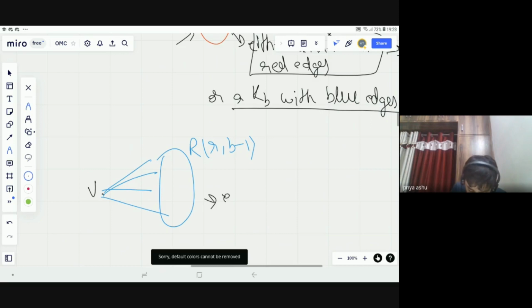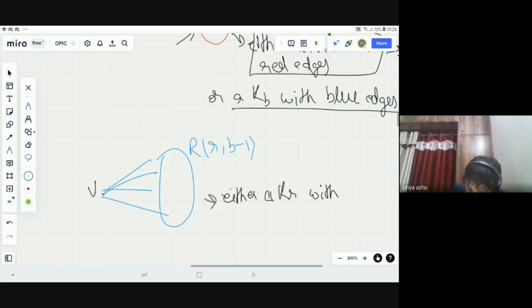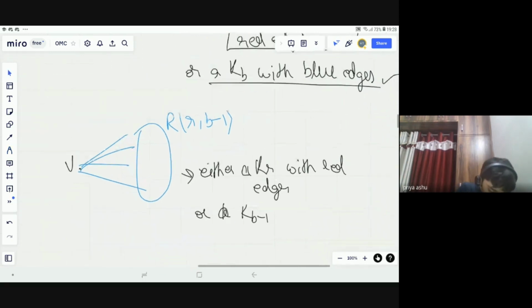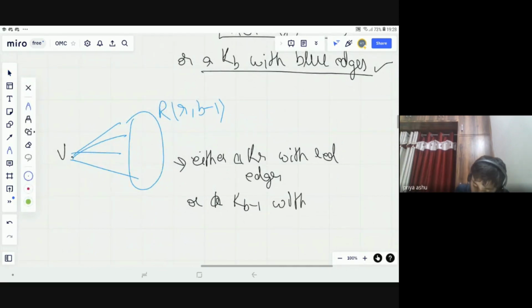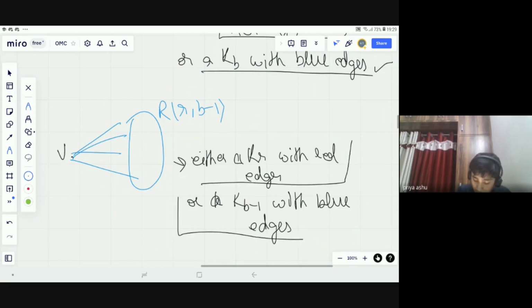So again, we have either a K_R with red edges or a K_{B-1} with blue edges. Perfect. If you have a K_R with red edges, then we are clearly done. And if you have a K_{B-1} with blue edges, we can again add V. By the previous reasoning, we have a K_B with blue edges. And so this completes the proof that R(R, B) exists. Are there any questions with the proof?